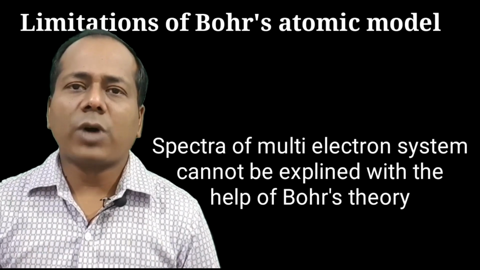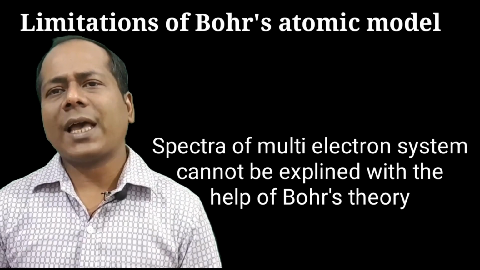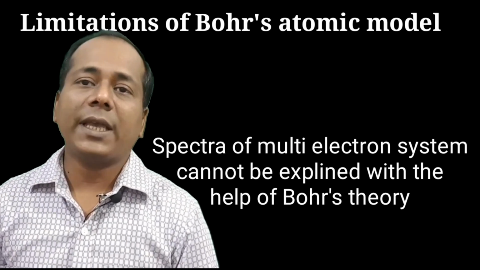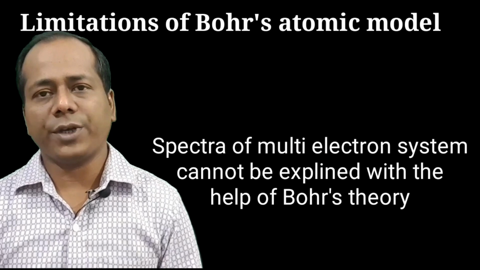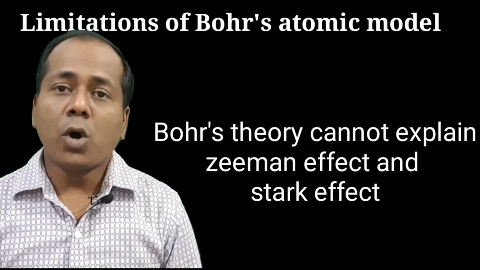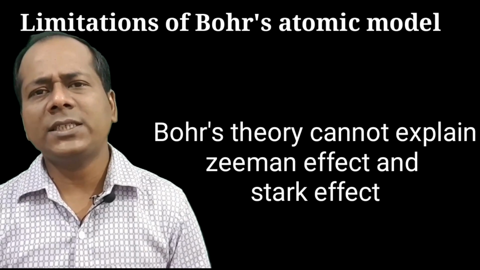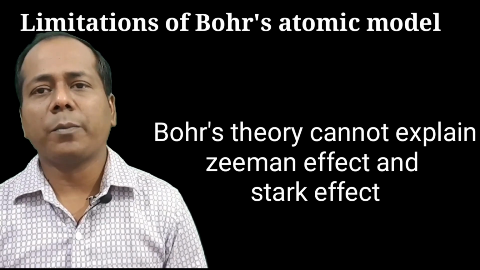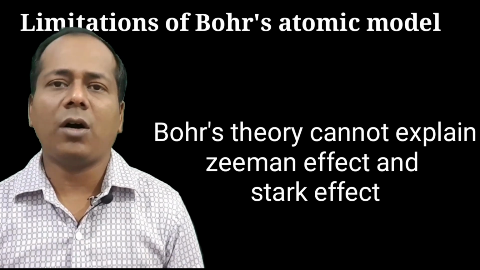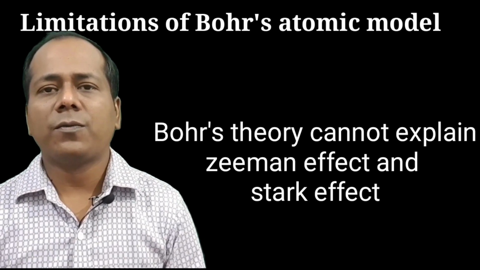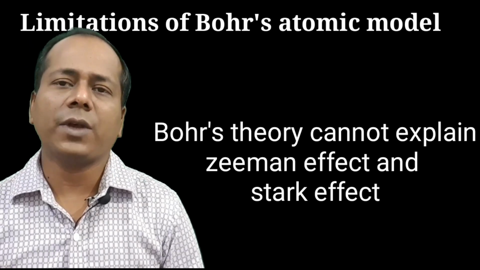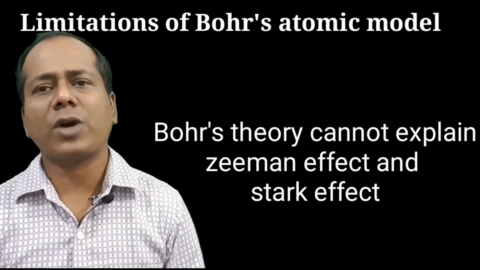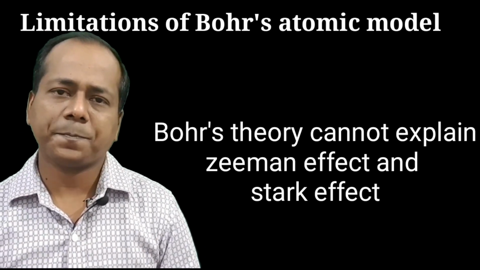First one, spectra of atoms or ions having two or more electrons, that is multi-electron systems, cannot be explained with the help of Bohr's theory. Limitation number 2, Bohr's theory cannot give any explanation for the splitting of spectral lines under the influence of magnetic field, that is Zeeman effect, or under the influence of electric field, that is Stark effect. That means for the formation of fine line structure of atomic spectra.